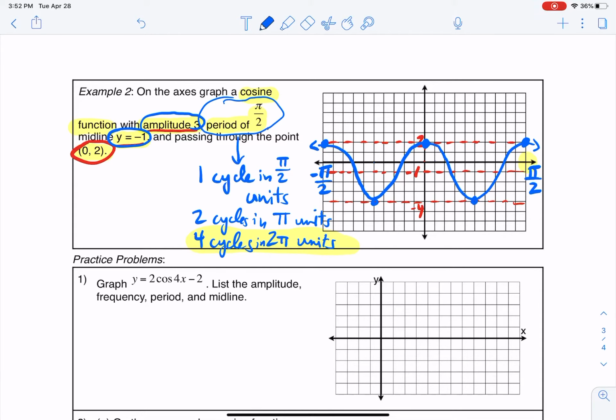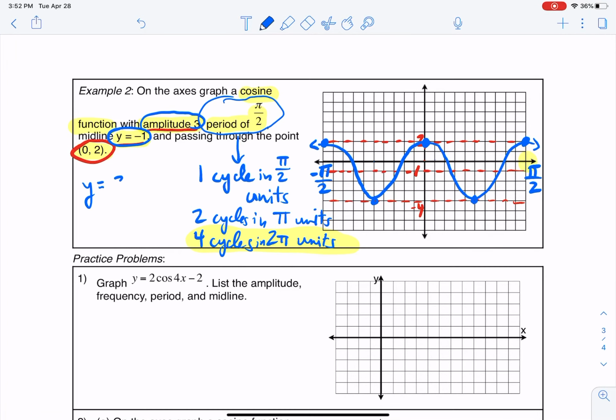If I were to write an equation for this graph, again, this is not something you'll have to do in this lesson. It'd be y equals my amplitude of 3 cosine of 4x minus 1. And minus 1 because my midline is at -1. Again, what I'm looking for here is really the graph.